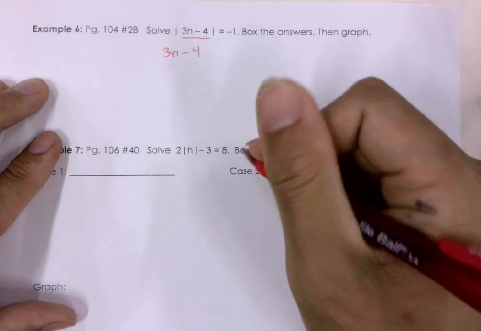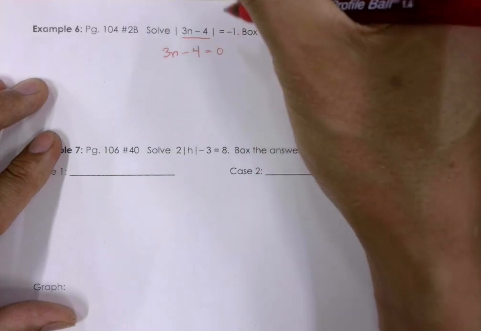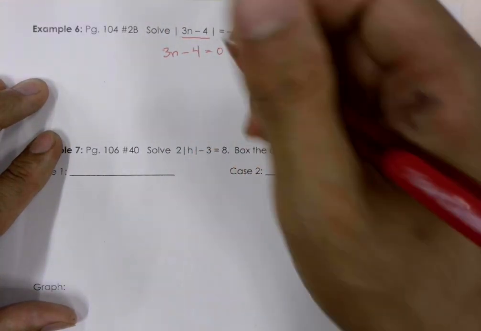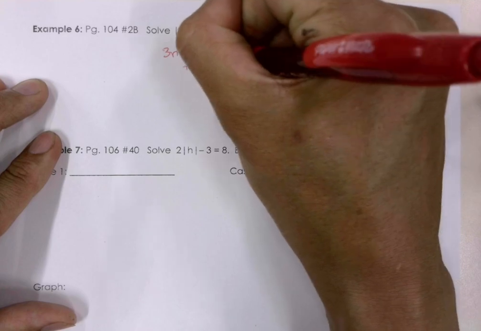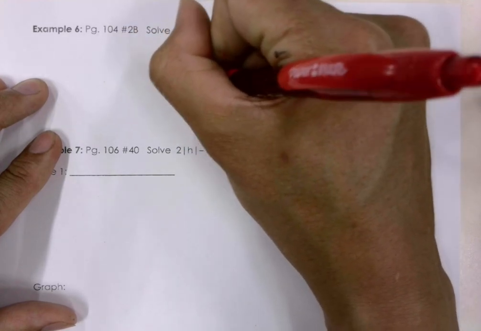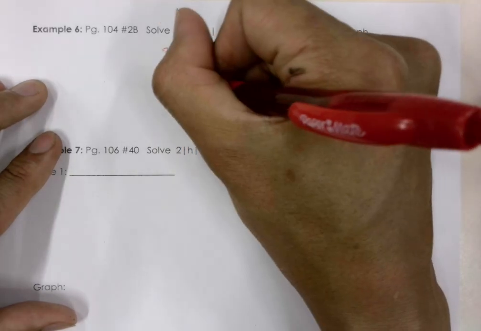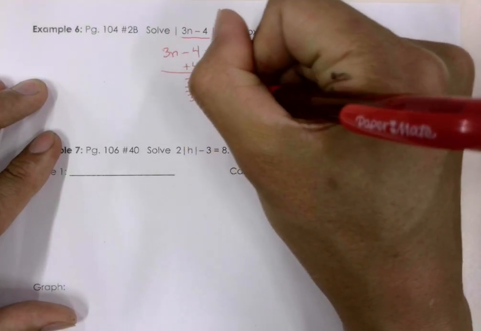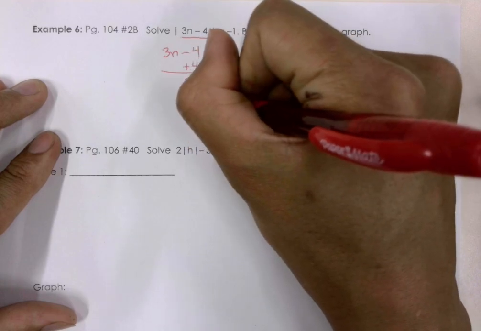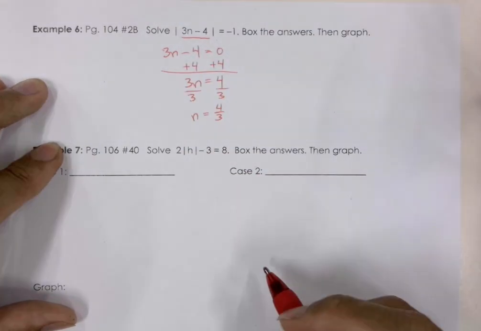So we have 3n minus 4 is equal to 0. We'll solve for n by adding 4 to both sides of the equal sign. We'll get 3n is equal to 4. And from here, we'll divide both sides by 3. And we'll be left with n is equal to 4 over 3.